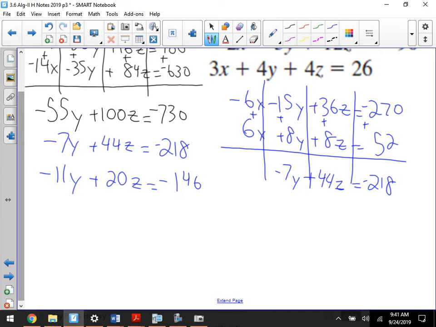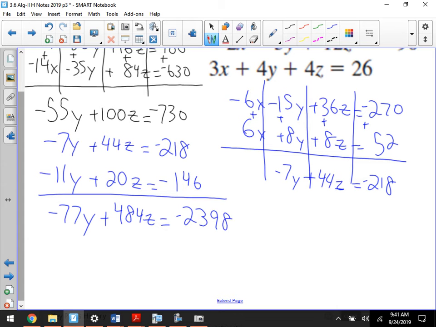Okay. So when I do this one, I'll multiply the top one by 11, the bottom one by 7, and it's just like you had earlier. It's just really gross numbers. So negative 77y. I don't know what 44 times 11 is, but it ends in a 4. 484. Negative 218 times 11 also ends in an 8. 2298.